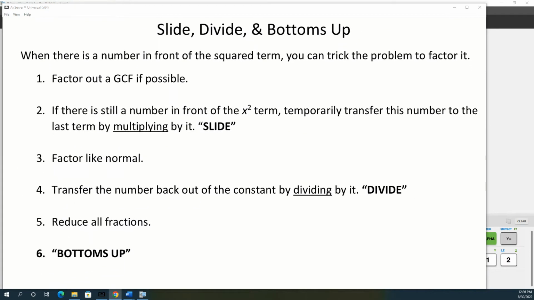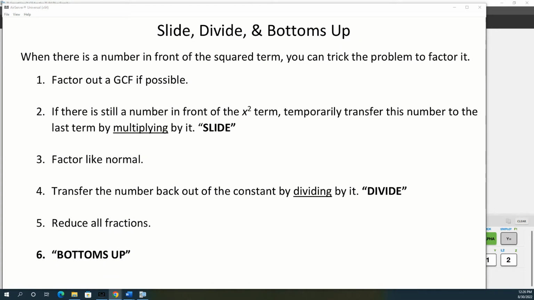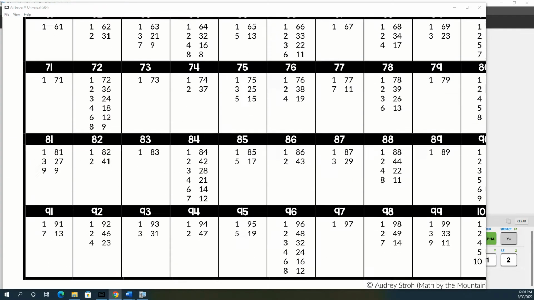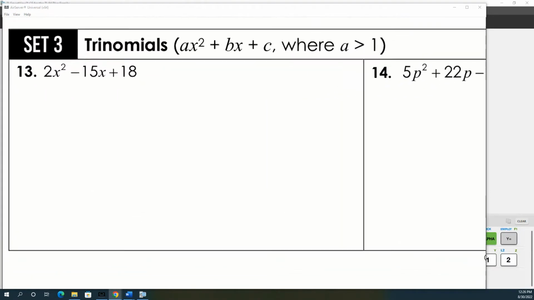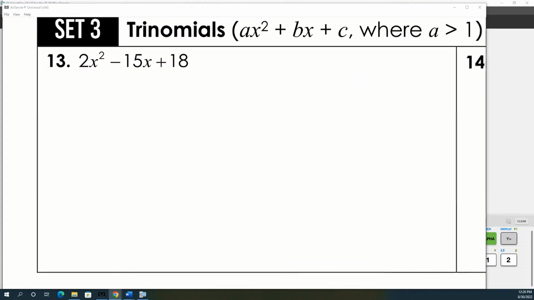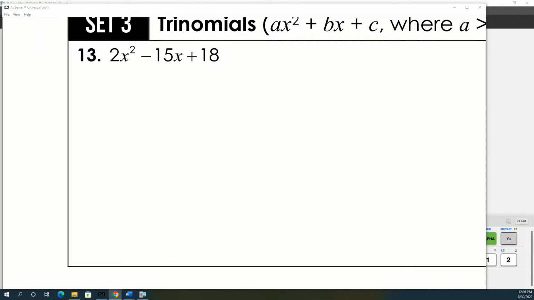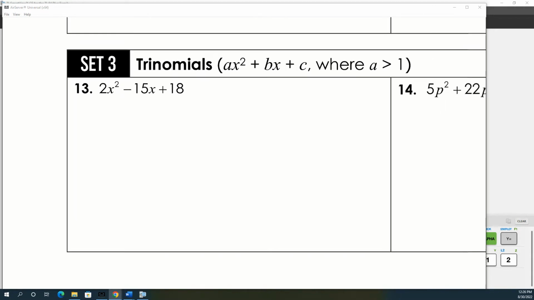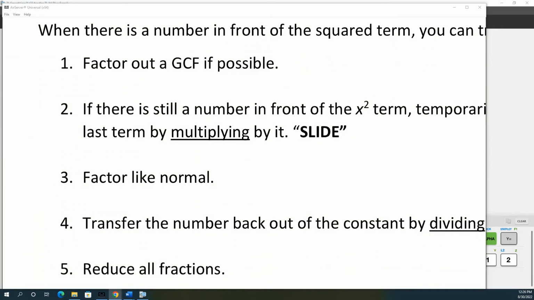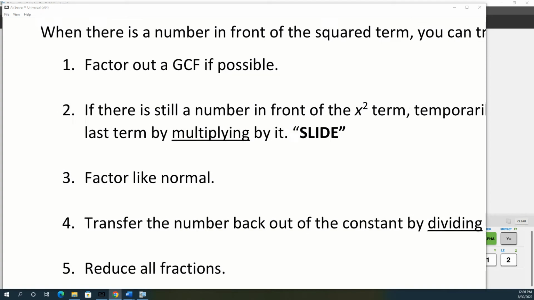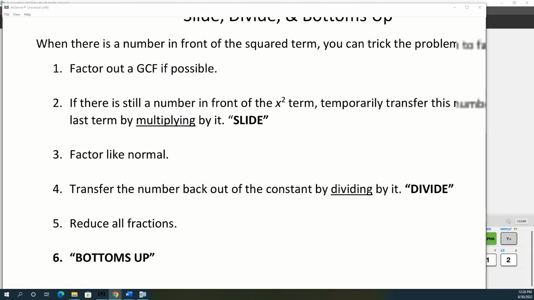The first thing we're going to do, if possible, is factor out the greatest common factor. That's nothing new. So if we're looking at number 13, is there a common factor with those numbers, 2, 15, and 18? There's not one. So when there's not a common factor, but there's still a number in front of x squared, we're going to kind of trick the problem into being a different problem to make it easier for us to factor. So the first part is to slide.